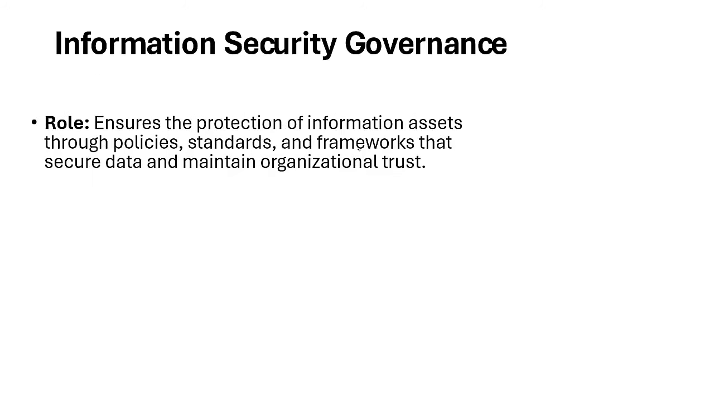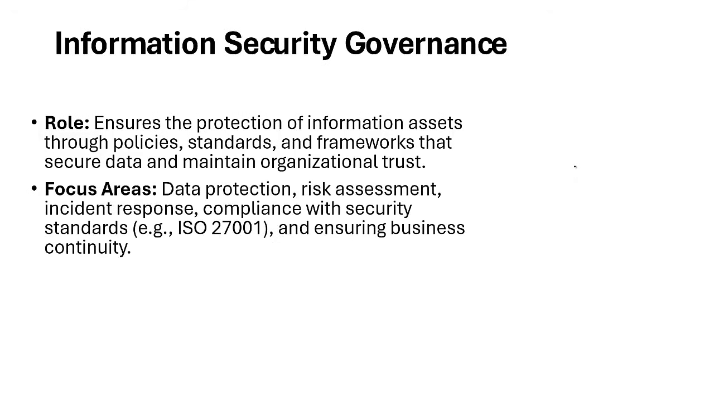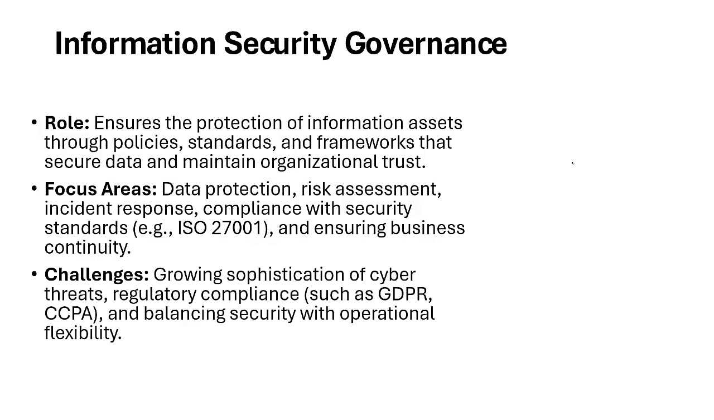Next is called information security governance. In some companies, information security reports to IT. In some companies, information security reports directly to the board. Here, information security governance ensures the protection of information assets through policies, standards and frameworks. Their focus areas will be data protection, risk assessment, incident response, compliance, and everything. The challenges are that things keep changing, so how to comply with legal and regulatory requirements and how to maintain security is the most important part.